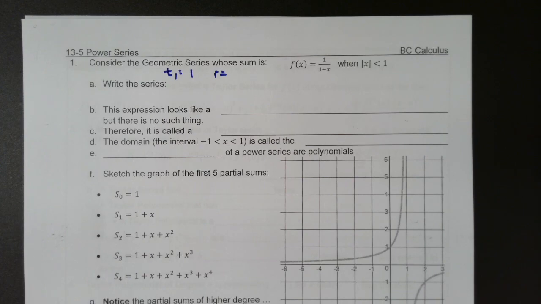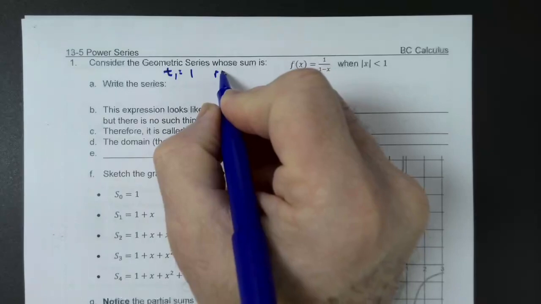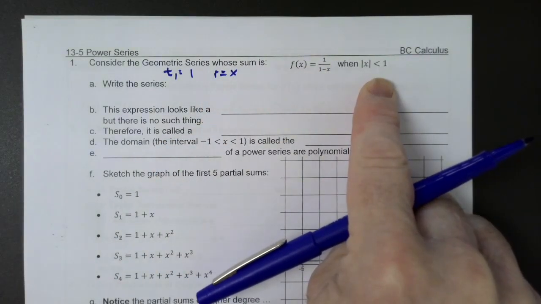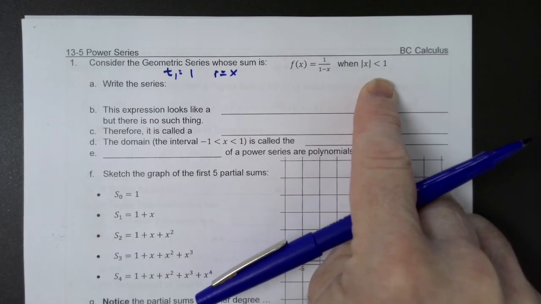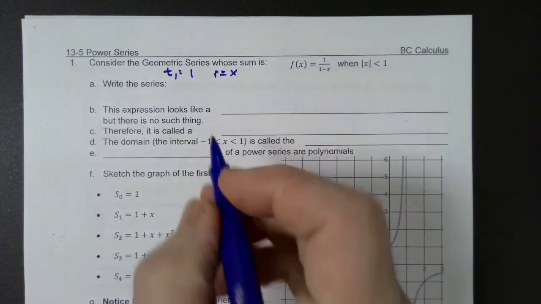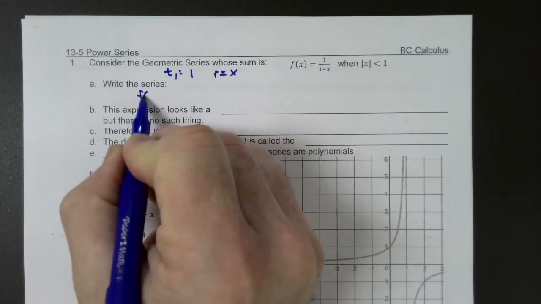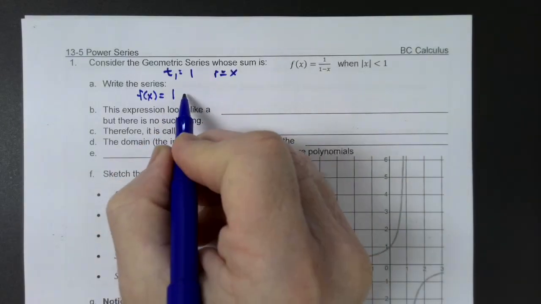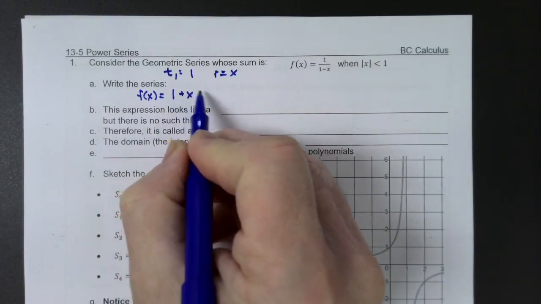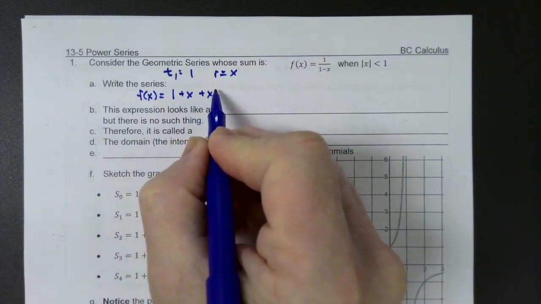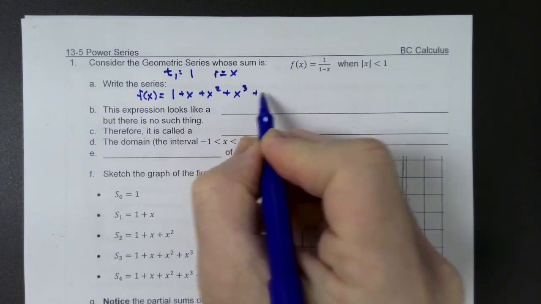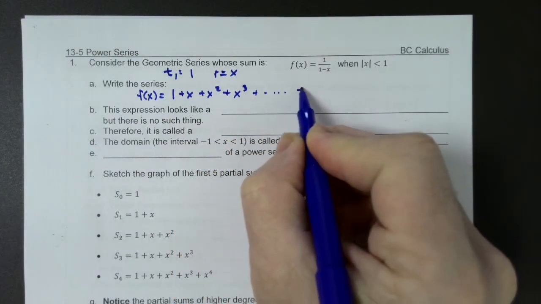Guess we should have studied that more then, shouldn't we? It is, of course, x. Now, they've already told us that the absolute value of x has to be less than 1, so they've already said this is a geometric series that will converge. So if we want to write that series, this will be f of x equals, our first term is 1, and then we're just going to multiply that by x to get our second term, and multiply that by x to get our third term, multiply that by x to get our fourth term. Now that could go on and on forever and ever.